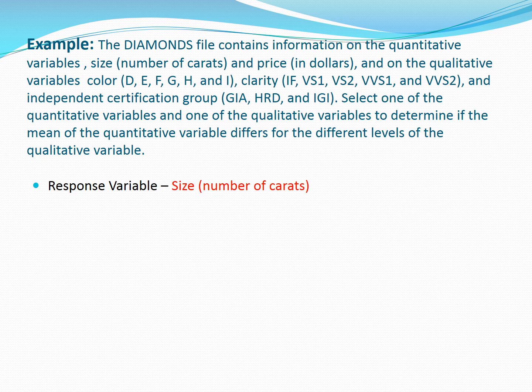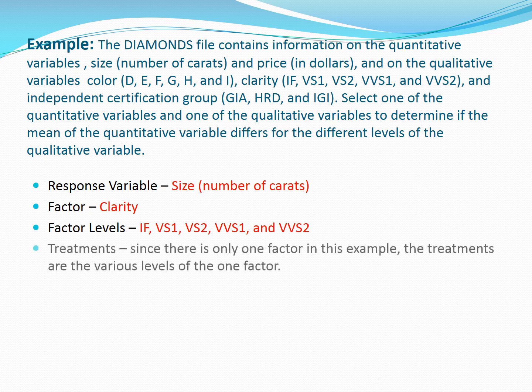Okay, so the example that I want to work with, we're going to try to look at the size. Is the number of carats or the size of the diamond, does it depend on that? So size is going to be our response variable. The factor that I'm going to consider is the clarity. And the factor levels, well, you see the 5 levels there, I just mentioned them. So really what I'm asking is, is the average size of the IF diamonds the same as the average size of the VS1 or the VS2 or the VVS1 or the VVS2? That's what we're going to be working with.